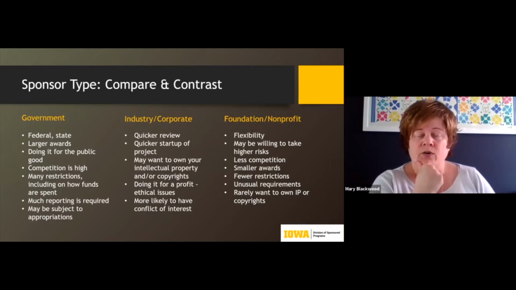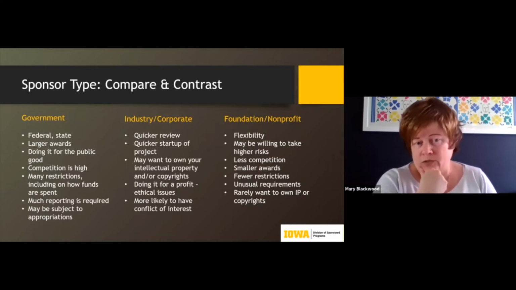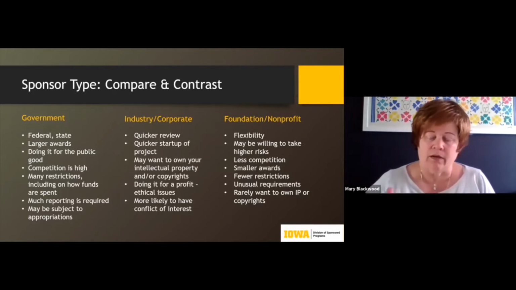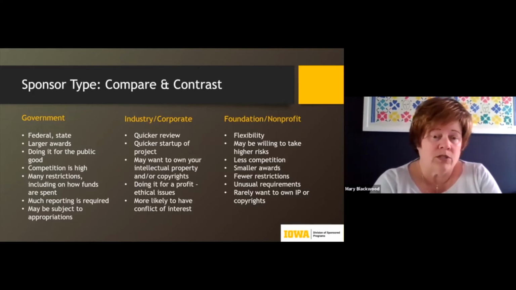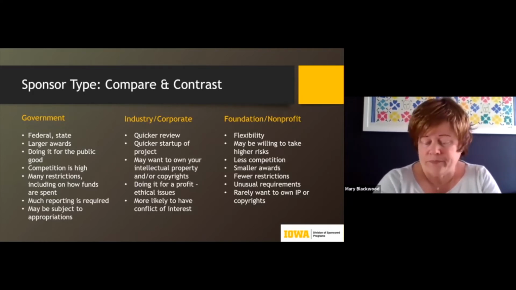Now, industry also is looking to make themselves look good with the public by funding projects. But really, in the end, they're doing it for a profit because they might want a really wonderful investigator at the University of Iowa to do some research about a medication that they have or are trying to develop. And in the end, the drug company wants to sell that drug. And the drug company also often wants to own intellectual property.